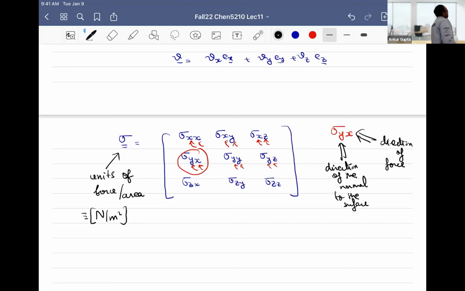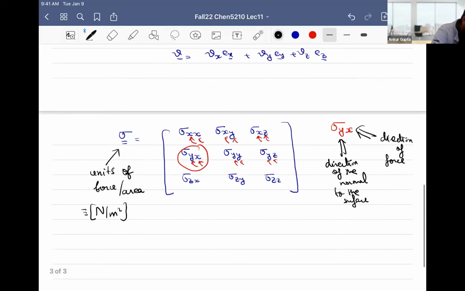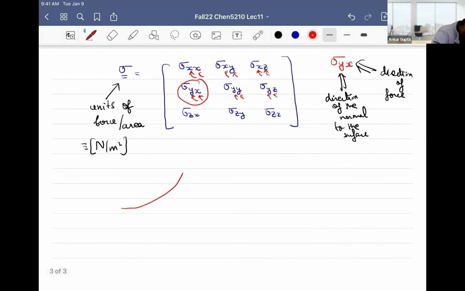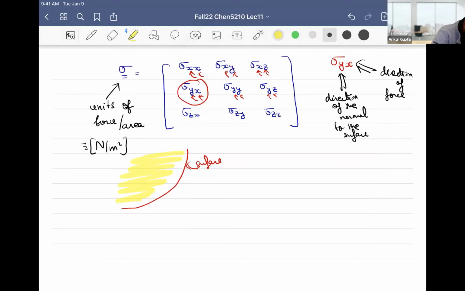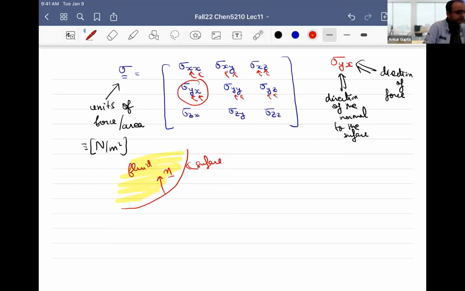But now, what if I have a surface with a normal n? Let's imagine I have a surface here, and I have this fluid somewhere here, and this normal is defined like this. This is essentially how we have defined the system. How would I think about force applied on the surface? That is known as a stress vector, S.